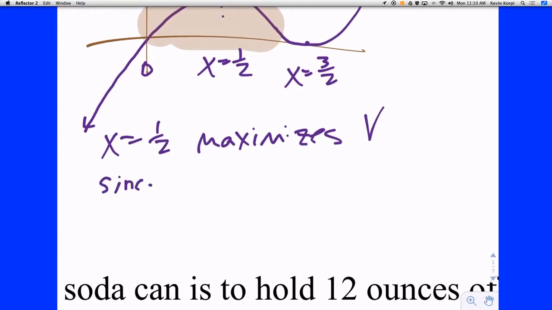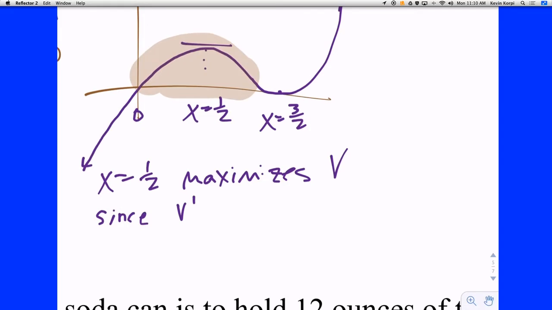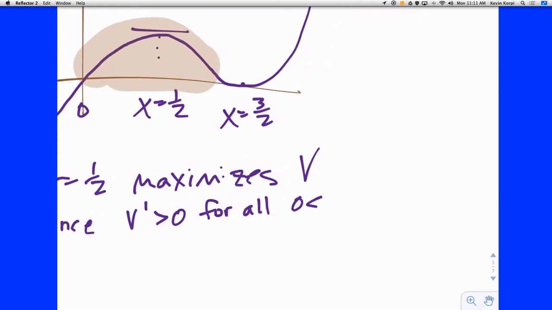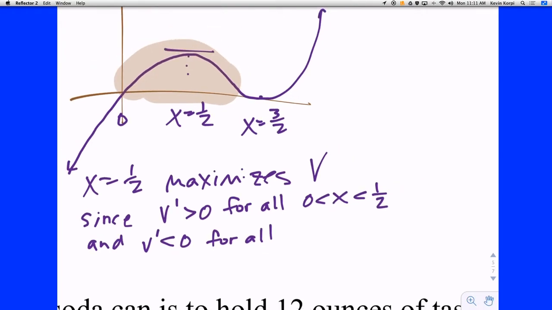Since V prime, which we computed, so we can refer to it. We don't have to say the slope of V. Since V prime is, see, it's going from increasing to decreasing. So V prime is greater than 0 for all, and then here's your inequality, 0 less than x less than 1/2. And V prime is negative for all x from 1/2 to 3/2.